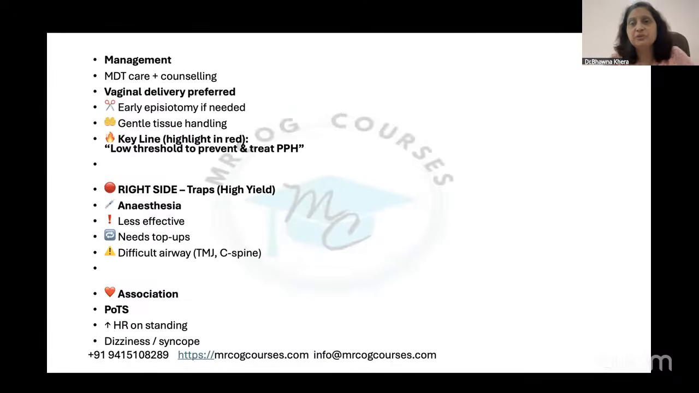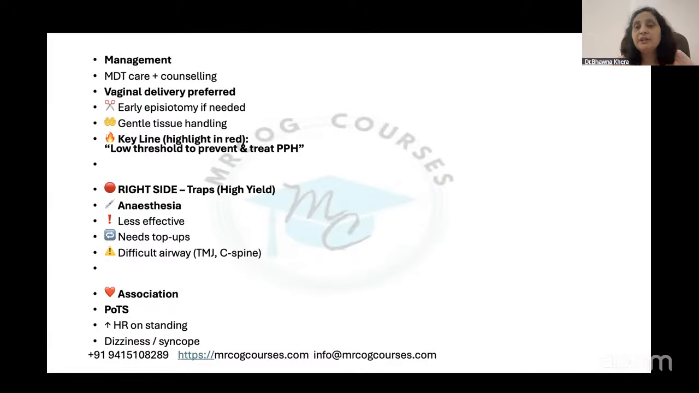There it creates the problem with the airway entry. What is the management? Do we need cesarean section because of the perineal trauma or the precipitate labor? No. We just need gentle tissue handling. Vaginal delivery is very much preferred. Early episiotomy if needed because we want to avoid the tears. Keep a low threshold to prevent and treat PPH. Then for anesthesia, it is less effective, so you need top-ups, and expect difficult airways.